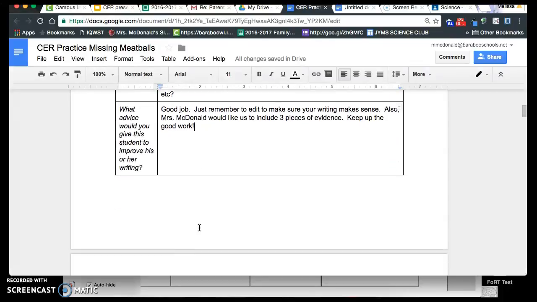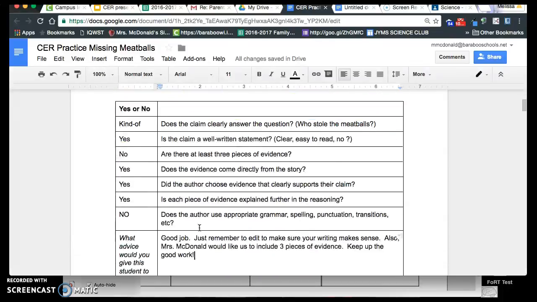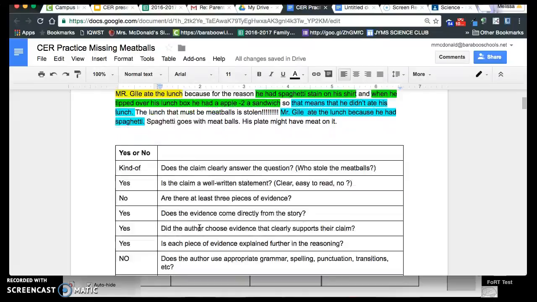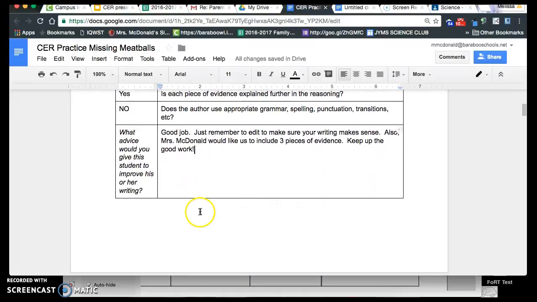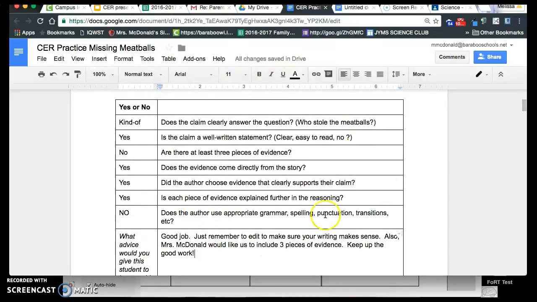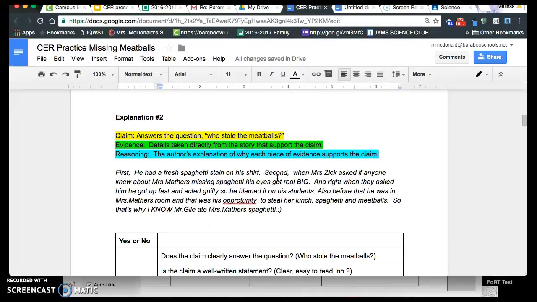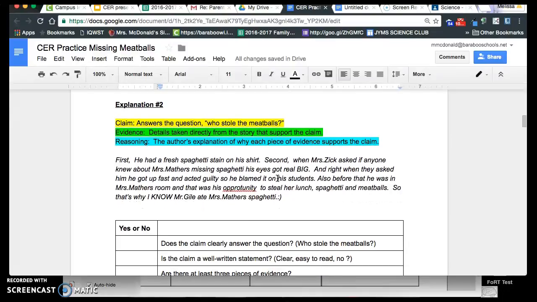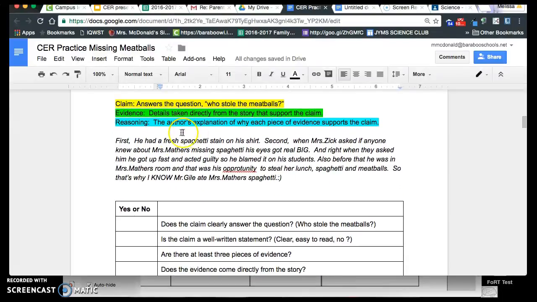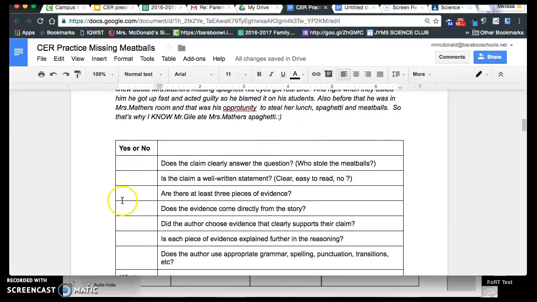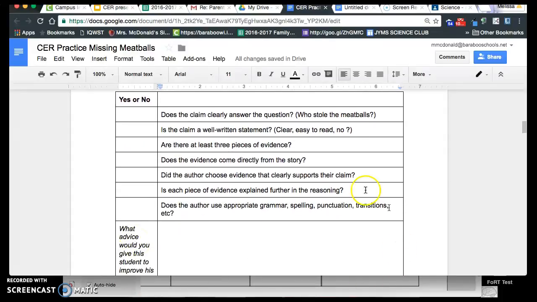Now, as you continue to scroll down the document, you don't have to do this first one. We did it together. You'll notice when you open the document that it will have my typing on here that you can use as an example. You're going to continue with explanation 2 and try to do the same thing that I did. Highlight their claim, evidence, and reasoning in colors. Give them some yes or no feedback in the table. And finally, give advice to the student to improve their writing.